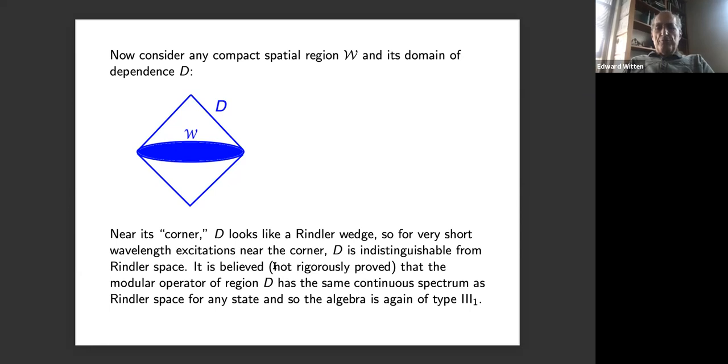It's believed, but I believe not rigorously proved, that the modular operator of region D has the same continuous spectrum as Rindler space for any state, because it looks like Rindler space near the corner. So the algebra is again of type III_1. But I think, more naively, it should be of type III_1 because I believe that's the generic answer for almost any Hamiltonian for thermal systems in infinite volume. In other words, I think the burden of proof would be to get one of those more special algebras of type III_λ or type II.